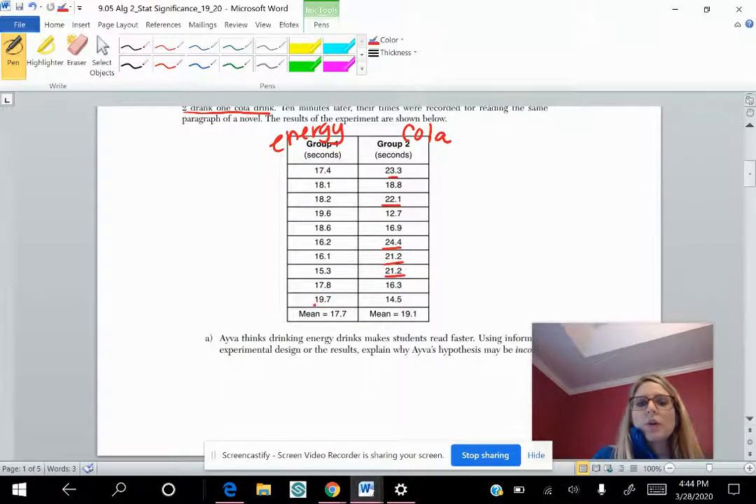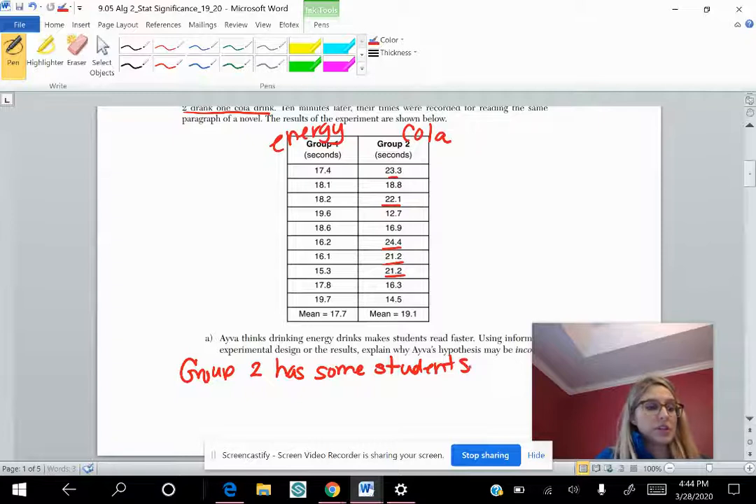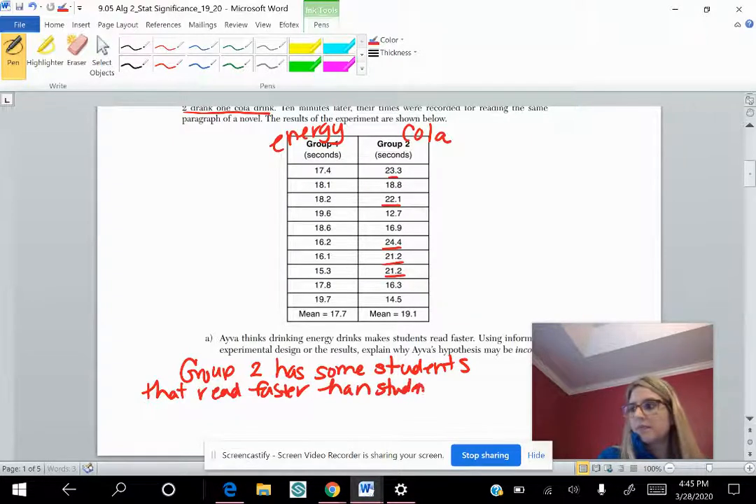So one reason why it could be incorrect is that group 2 has some students, and actually quite a few, so maybe even several students that read faster than students in group 1.